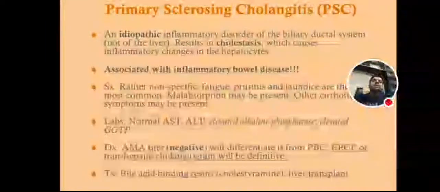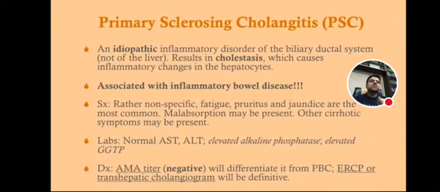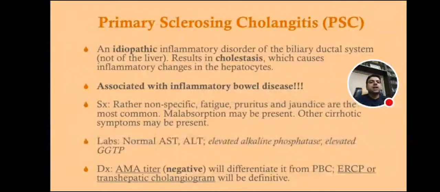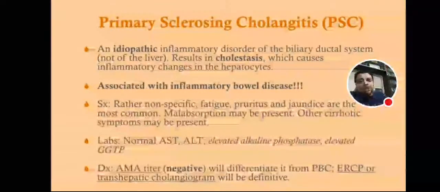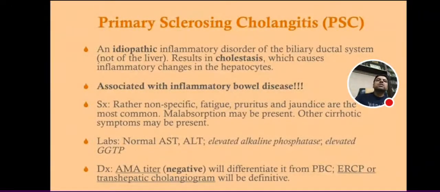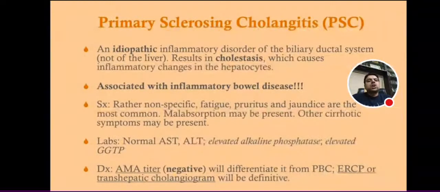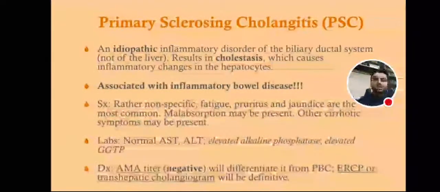Okay, now primary sclerosing cholangitis. It's an idiopathic disorder of the biliary ductal system, not of the liver. This primary sclerosing cholangitis causes liver cirrhosis, but it is a disorder of the biliary ductal system. It results in cholestasis. What is cholestasis? It means impaired bile secretion. There is obstruction or some impairment of bile secretion which causes inflammatory changes in the hepatocytes. Primary sclerosing cholangitis is associated with inflammatory bowel disease. If a patient with ulcerative colitis comes to OPD and complains of pruritus, jaundice and fatigue, you have to rule out primary sclerosing cholangitis in such patients.